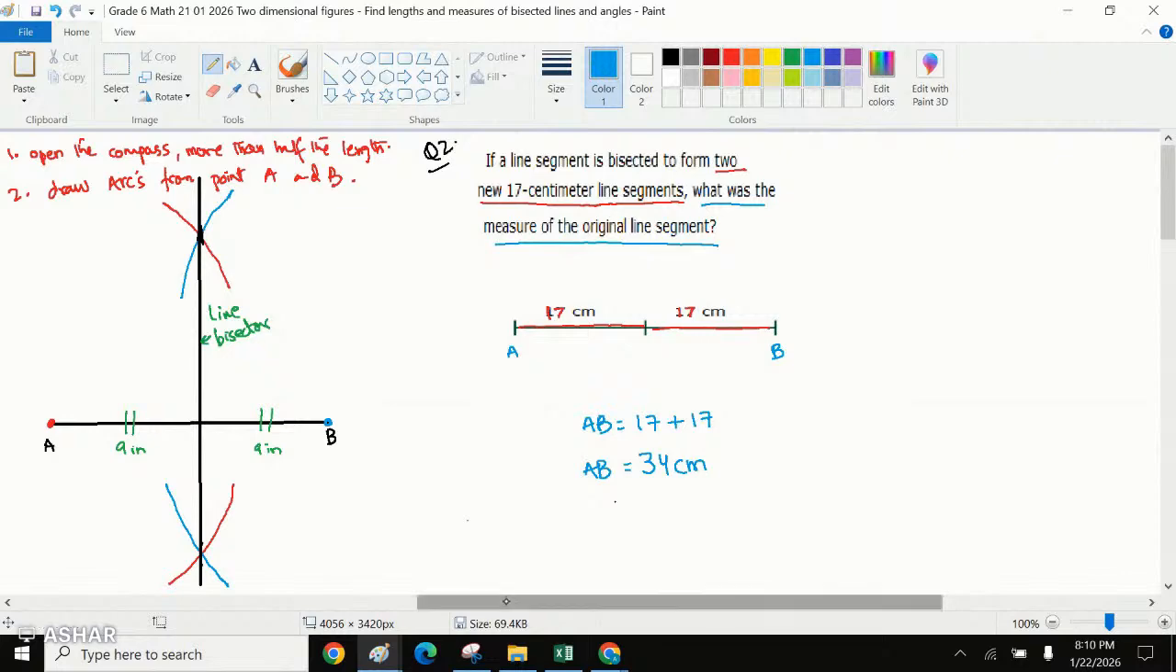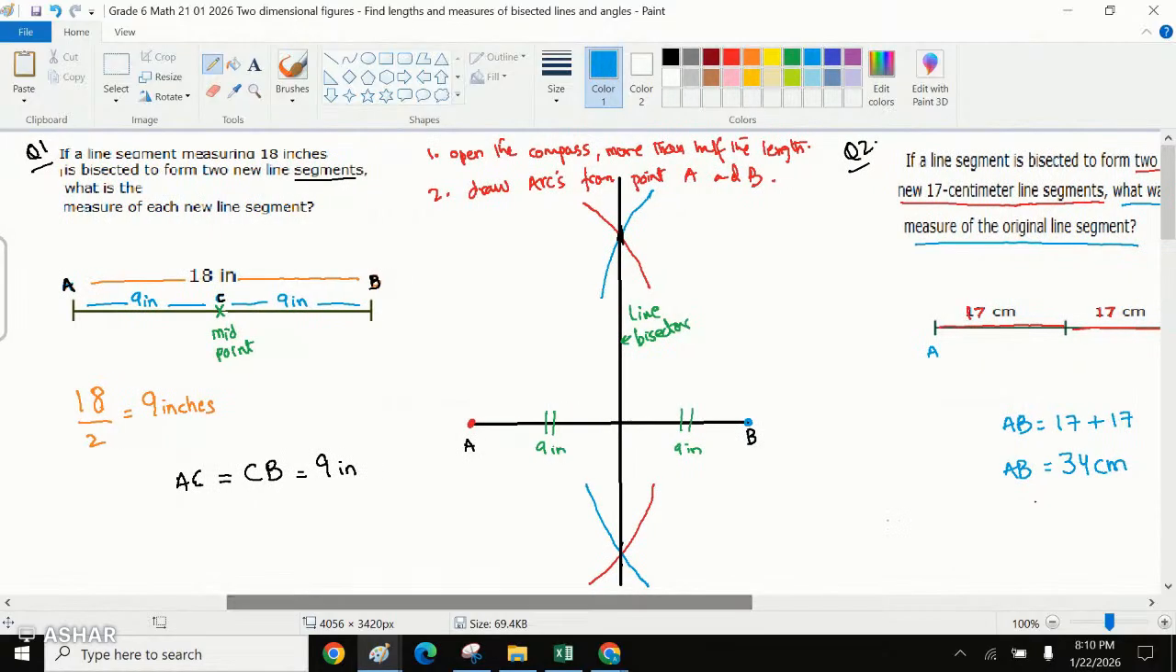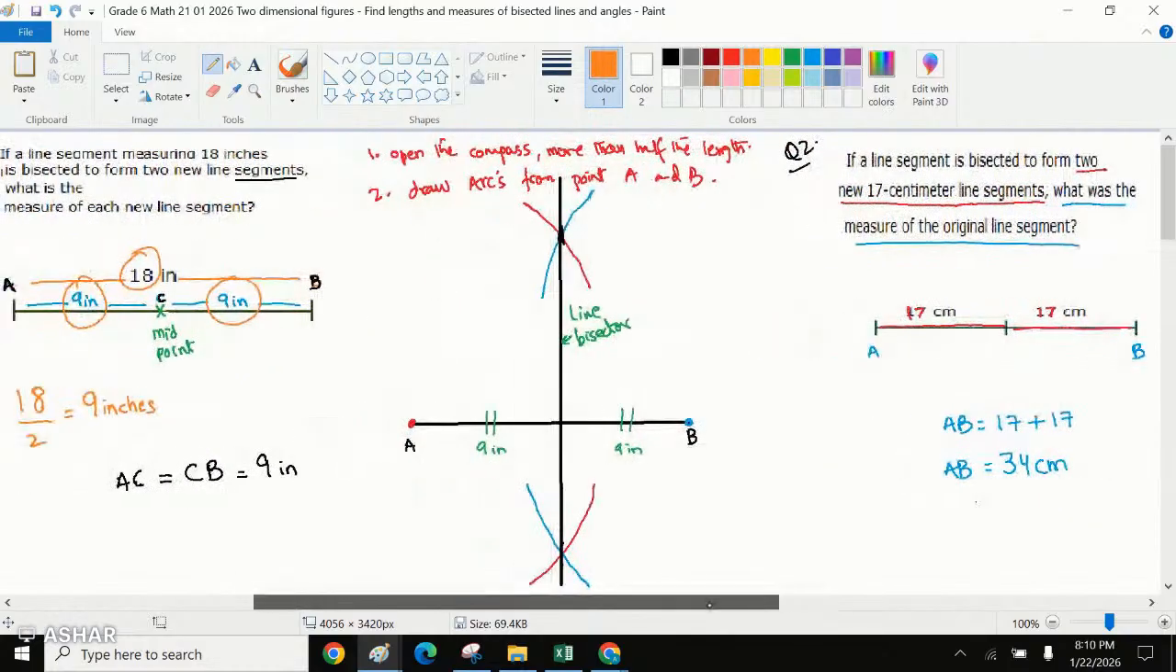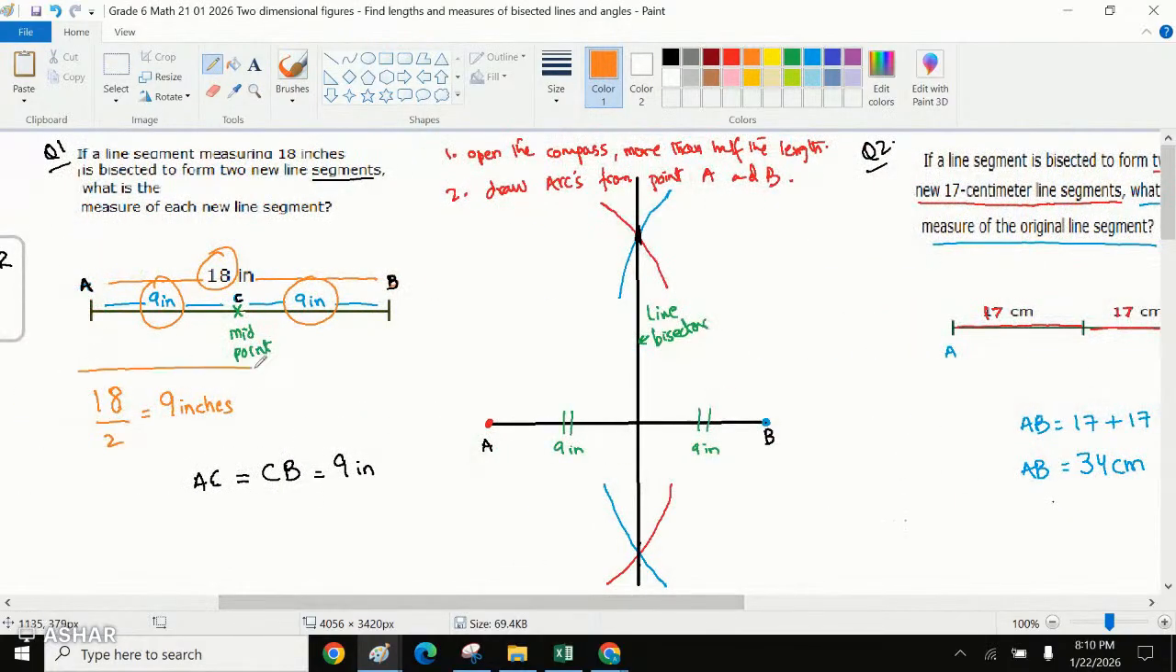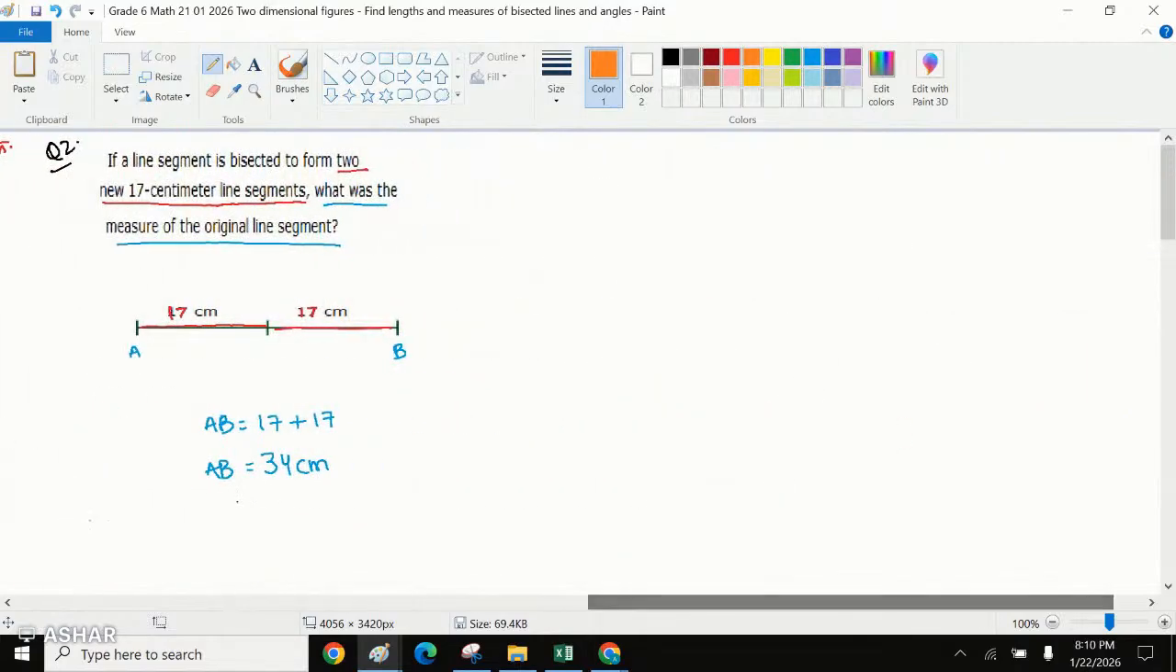Because we can see over here that if the original length was 18 inches in the first question, it was broken down into 9 and 9 inches, right? That means the total is broken down into two halves. And what we did was divide it by 2 to find the small segments. But in this question, if the smaller lengths are given to us, we add them together to find the total length of the original line. Do we agree, Crinsley?